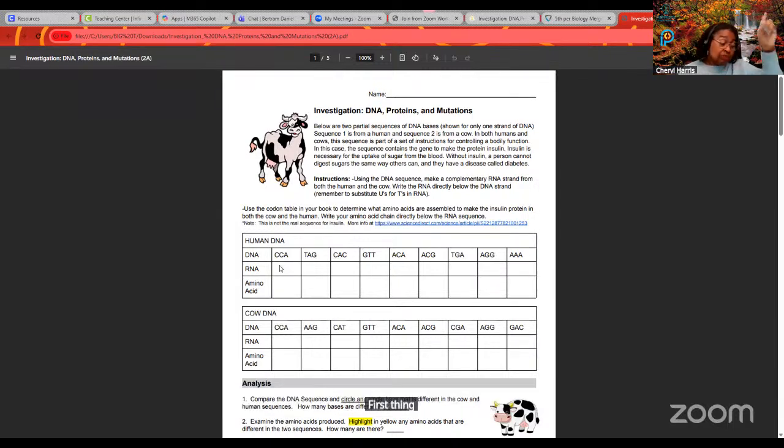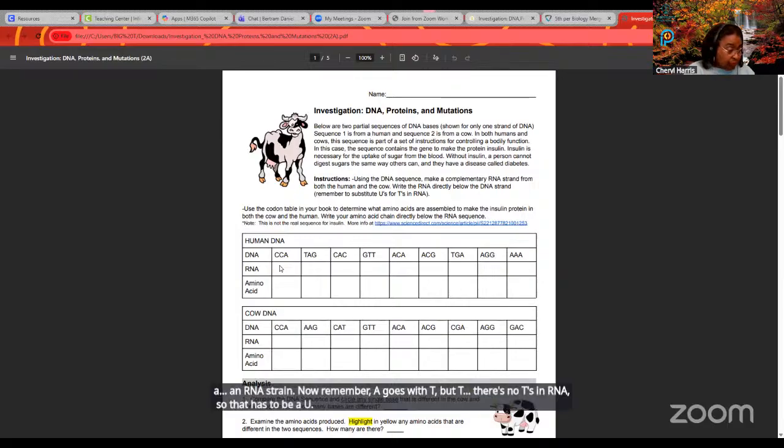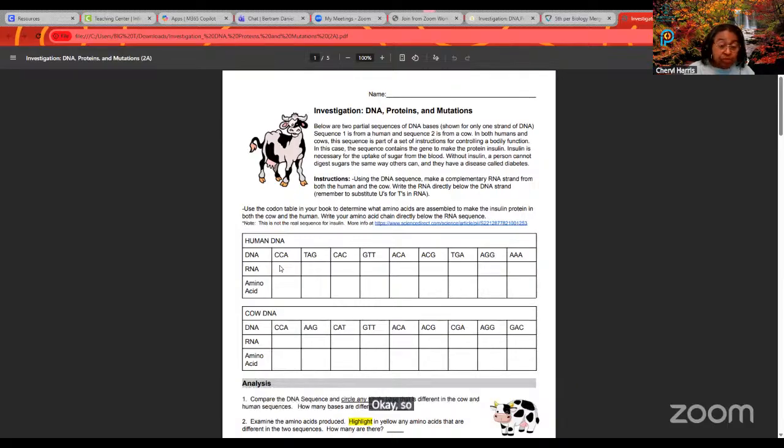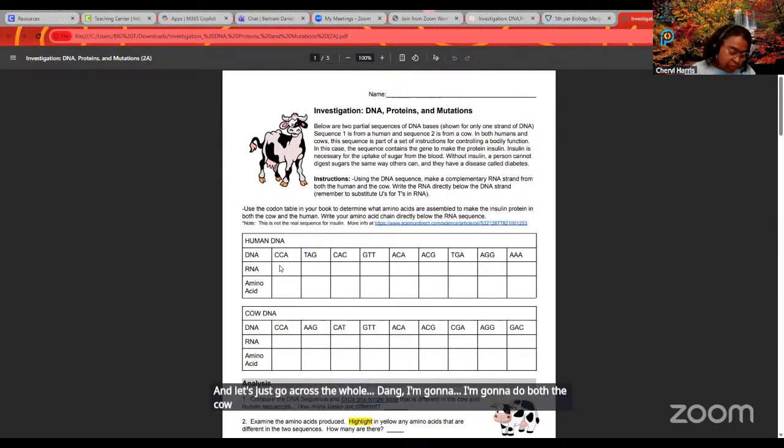First thing we have to do is translate it. In that first row, C is matching up with G. The second C is also a G because we're trying to create an RNA strand. Now remember, A goes with T, but there are no T's in RNA, so that has to be a U. So in that first box, you're going to have GGU. Let's go across the whole thing. I'm going to do both the cow and the human with you.